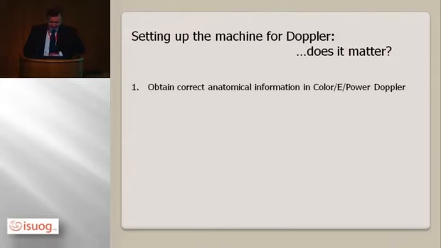So does it actually matter? Well, it does if you want to obtain correct anatomical information in color or E or power Doppler modes. It does if you want to look at a waveform. Specifically here, you'd think of a uterine artery waveform where you'd be looking at notches, end diastolic flow, possibly.